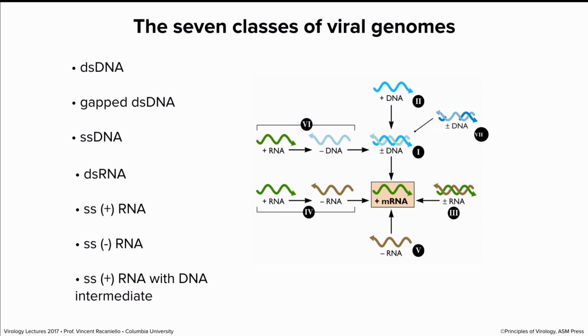Double-stranded DNA, gapped double-stranded DNA, and single-stranded DNA. Those are your DNA viruses, 3. And then the RNAs, you got double-stranded RNA. You have plus and minus single-stranded RNA, and then you have the plus RNA with a DNA intermediate.